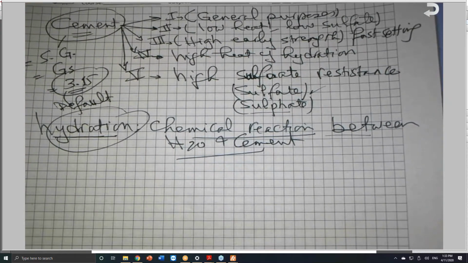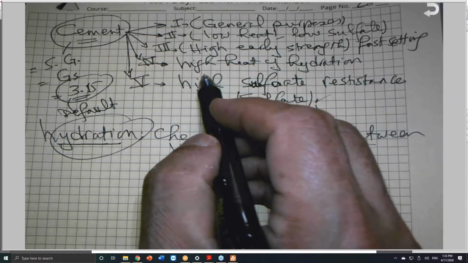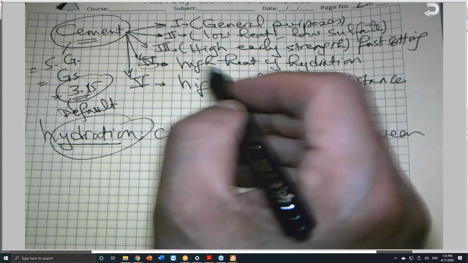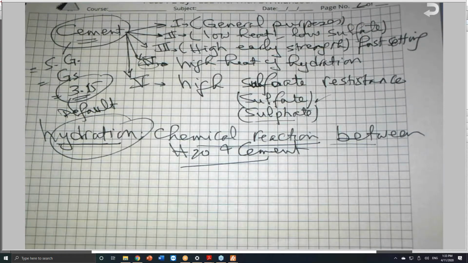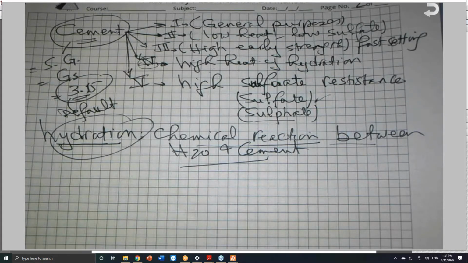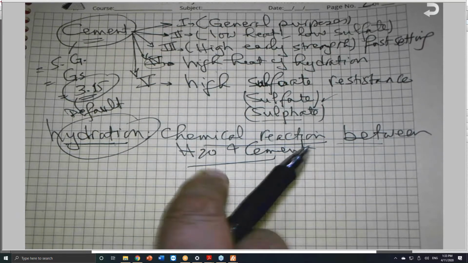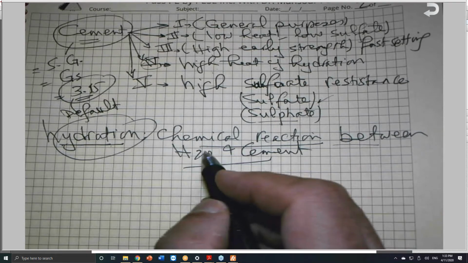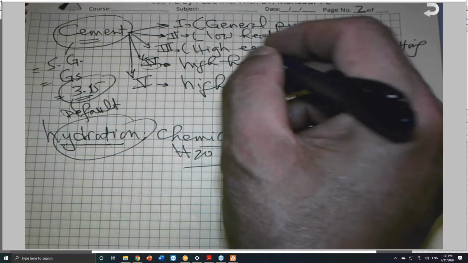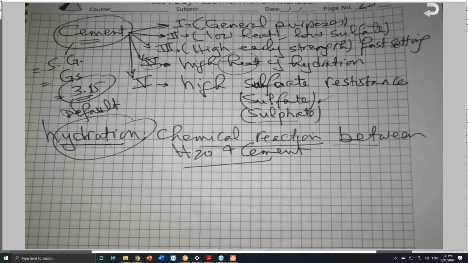And the heat is the biggest enemy for concrete while it's still fresh. So we are using type 4, low heat of hydration cement, to reduce the temperature. The chemical reaction will happen, but with minimum heat, because the heat is going to create cracks. And this is what happened when they built the Hoover Dam.